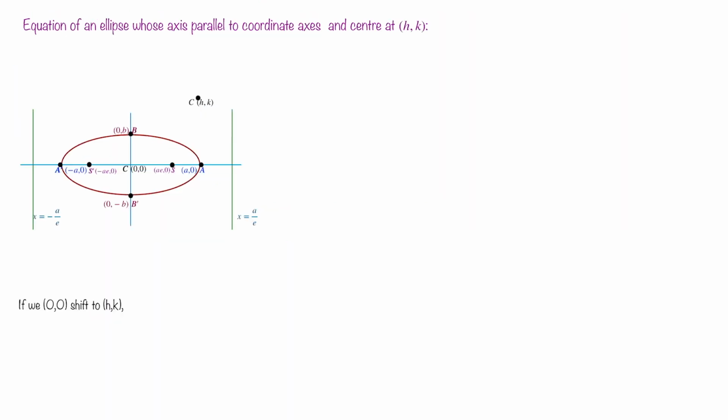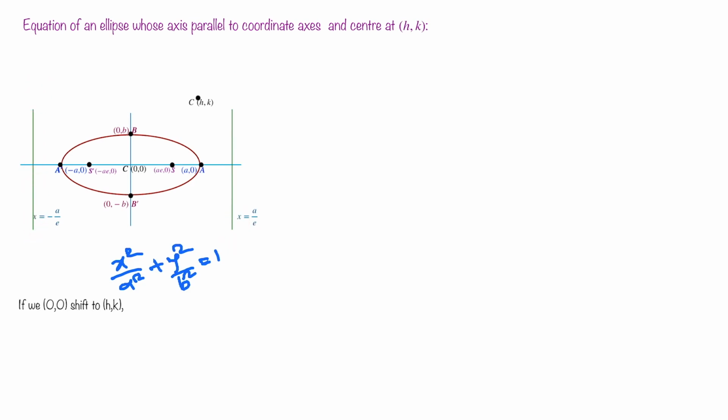Now let us look at the equation of an ellipse whose axes are parallel to the coordinate axes and whose center is at h, k. First, let us look at the standard ellipse, whose equation is x square by a square plus y square by b square equal to 1. Its center is at 0, 0 and the major axis is the x-axis. The vertices are A: a comma 0, and A dash: minus a comma 0. The ends of the minor axis are B: 0 comma b, and B dash: 0 comma minus b. The foci are S: a e comma 0, and S dash: minus a e comma 0, and the directrices are x equal to a by e and x equal to minus a by e.